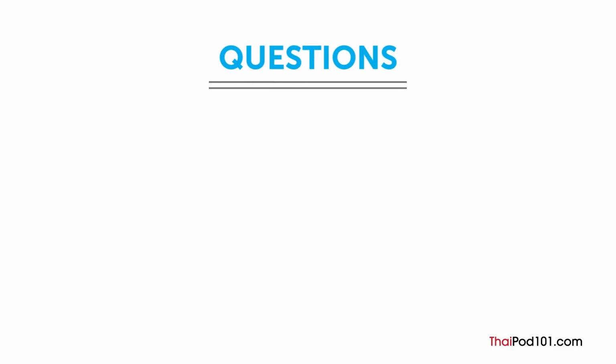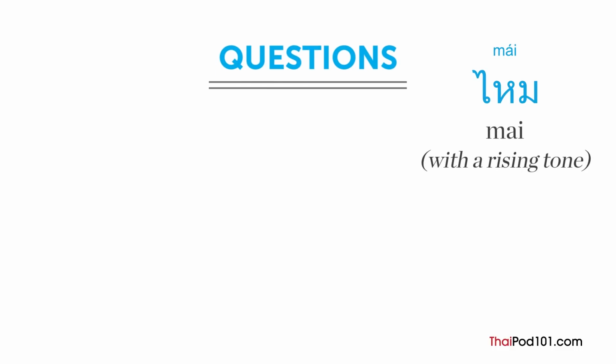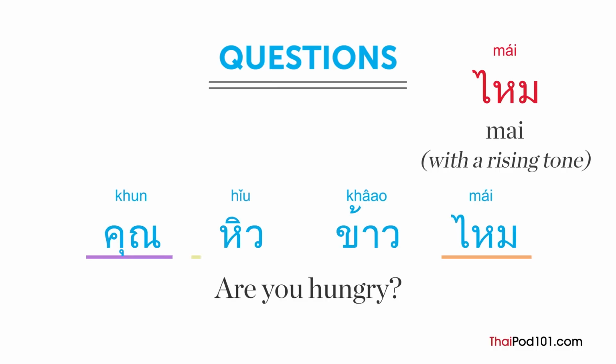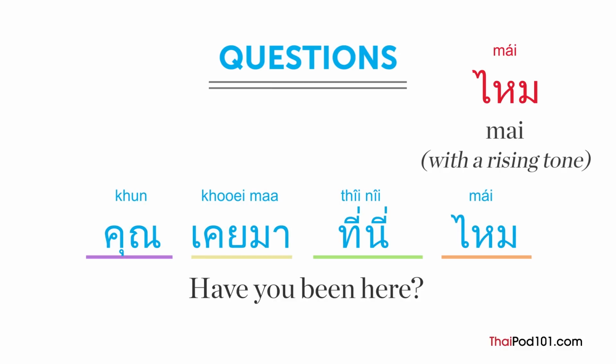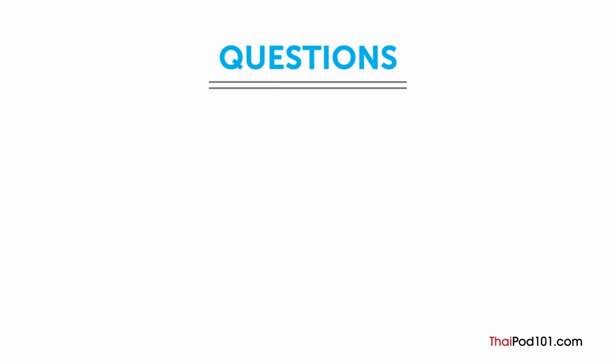There are two ways of forming a question. First, questions can be made by adding the word ไหม at the end of a sentence. For example, คุณหิวข้าวไหม, คุณรักฉันไหม, คุณเคยมาที่นี่ไหม. Or add one of the question words at the end of a sentence.